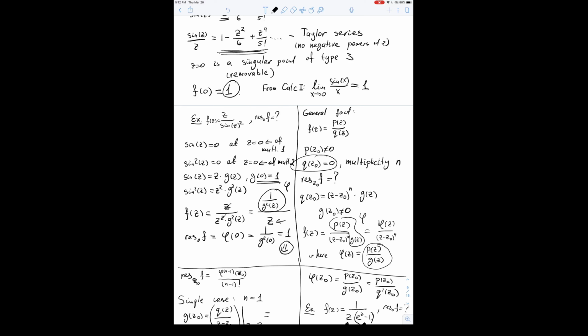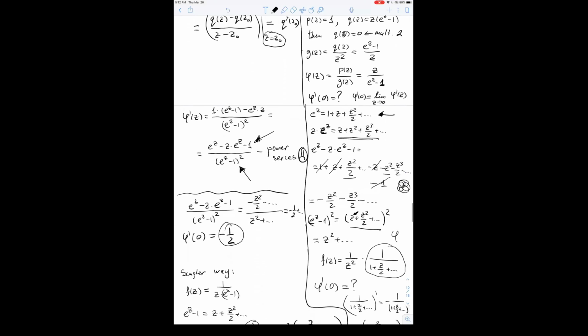And we know that Q has a simple zero. If Q has a simple zero, then the residue.